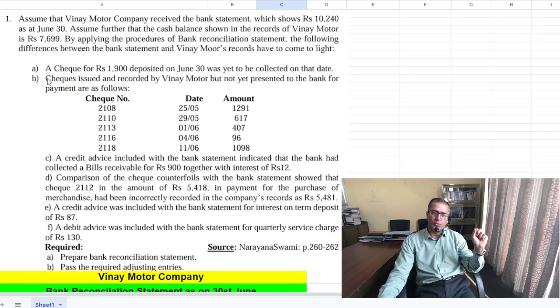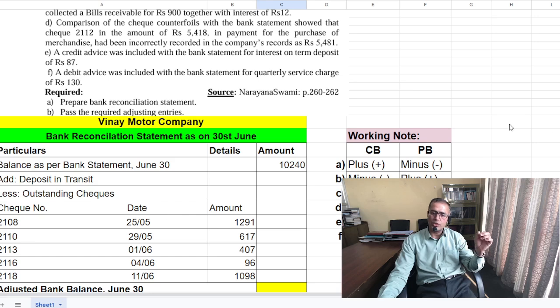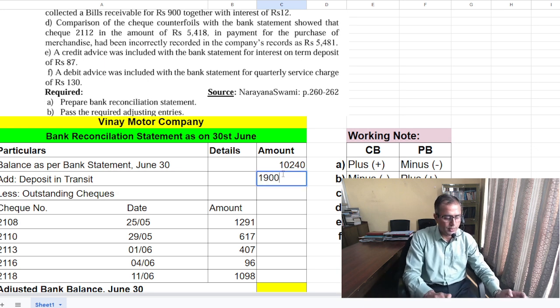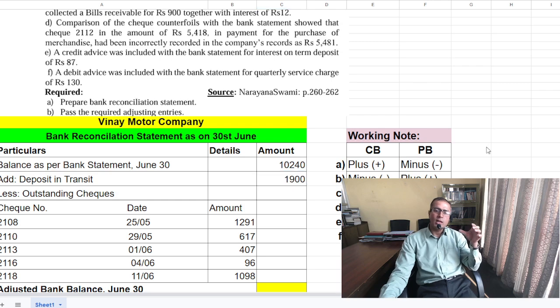Now let's move to the first case. As I discussed earlier, this is the case of deposit in transit. That means the company recorded it, but it has not been updated in the bank, so in the bank statement it should be plus. Look at the reverse situation: if you start with the balance as per bank statement, this is a plus, so your plus would be here, 1900.